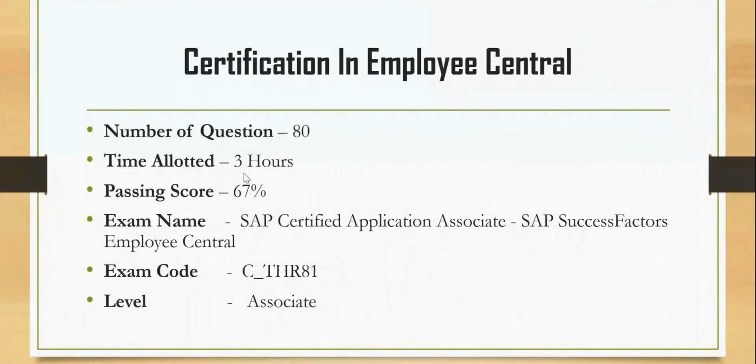If you want to get certified, that is the pattern SAP is following right now, wherein you will have to attempt 80 questions within 3 hours, and you will have to score a particular percentage in order to get certified in a particular module. This percentage will vary for each module. It's not constant for everyone, but will change for every module. The name will be this. This is the code for Employee Central, and this is the level that you get. Okay?